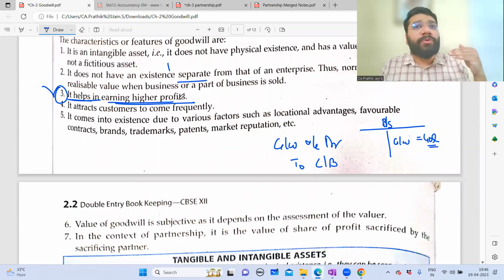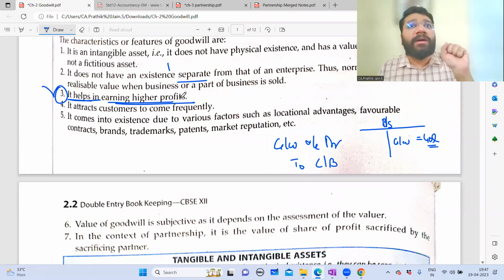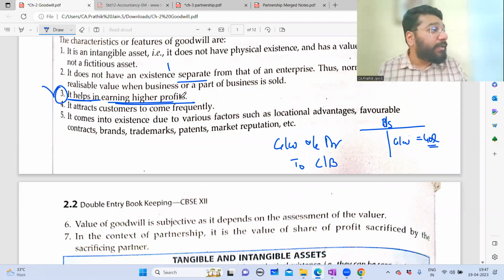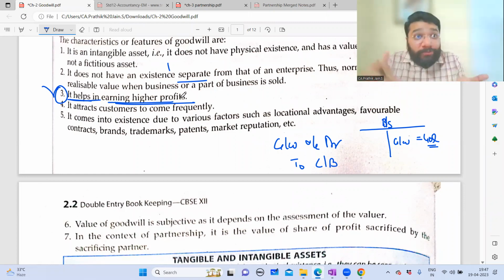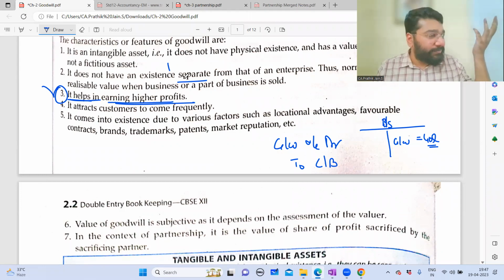Every year, when you earn higher profits, automatically the value of the goodwill will become higher. So today, at the 5th year, you've calculated the goodwill as 40 lakh. If Annapurna does not buy at the end of the 5th year, but buys at the end of the 6th or 7th year, will you still charge the same goodwill? No, because in these 2 years your value has further increased. So now you have to revise the goodwill, and the goodwill value will be some higher amount. So it helps in earning higher profits.